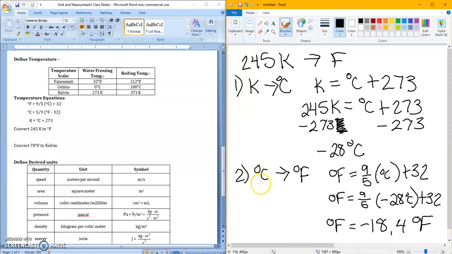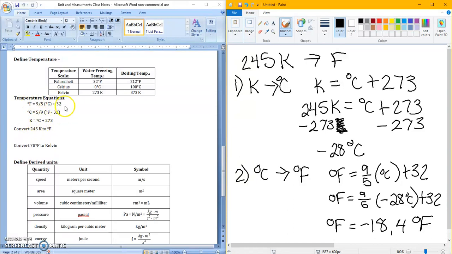Now that I have Celsius, I can go to Fahrenheit. Fahrenheit is equal to 9/5 times Celsius plus 32. If I follow proper order of operations, multiply these two first, then add, I get negative 18.4 degrees Fahrenheit. So by using these equations, I can go from Kelvin to degrees Celsius to degrees Fahrenheit just by using the proper equations.